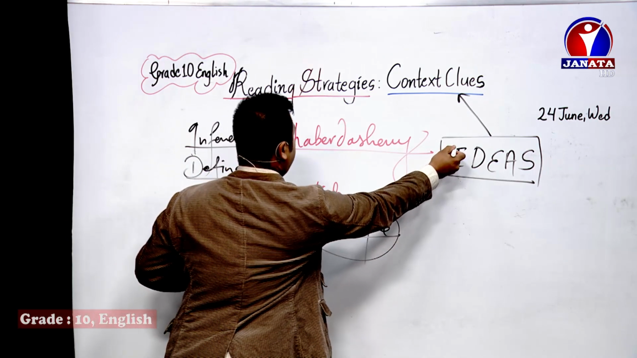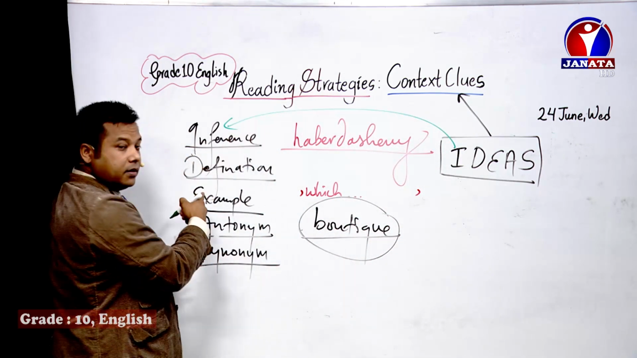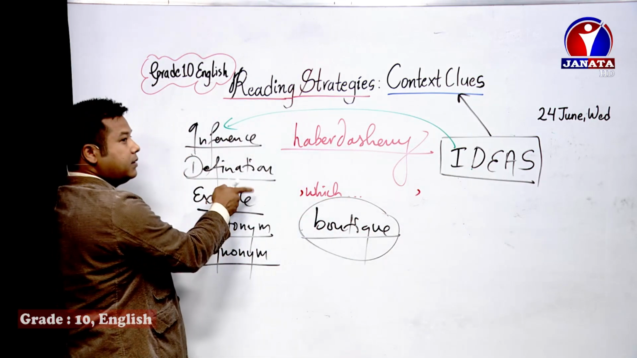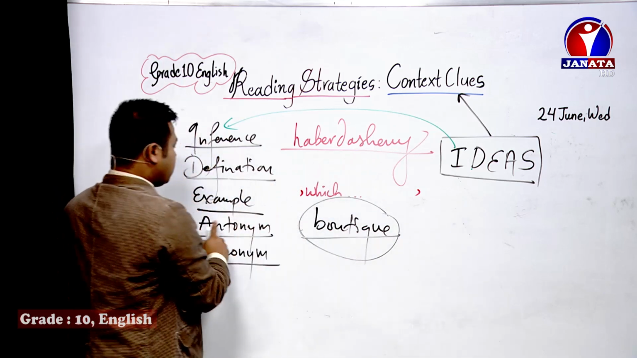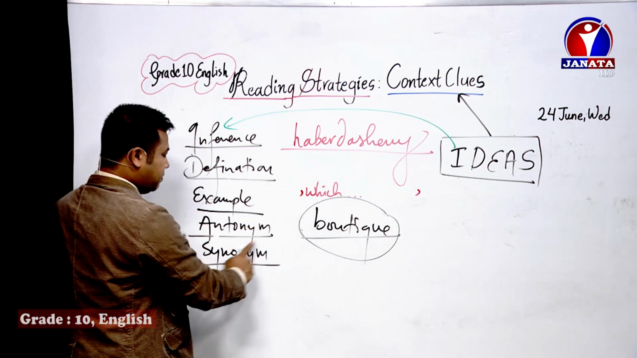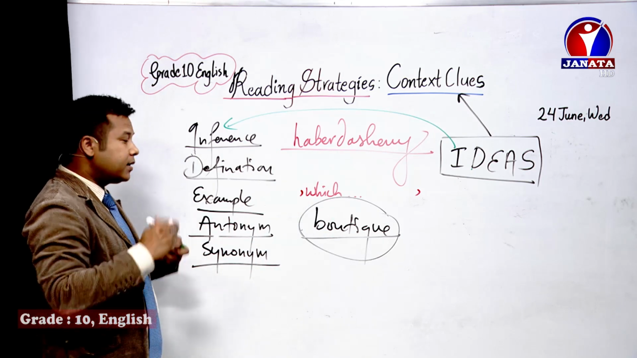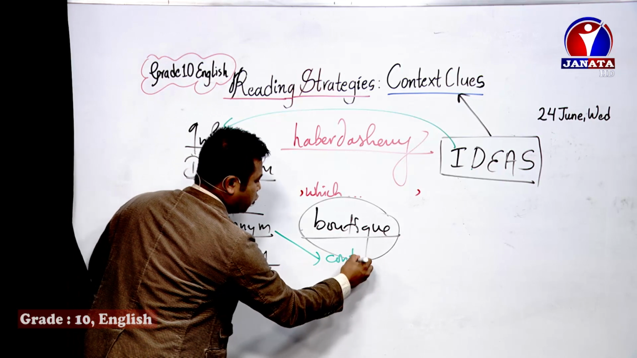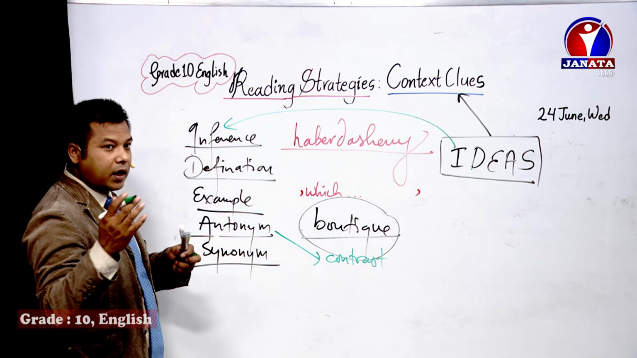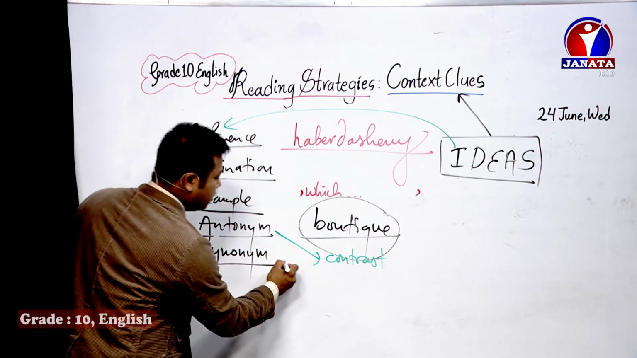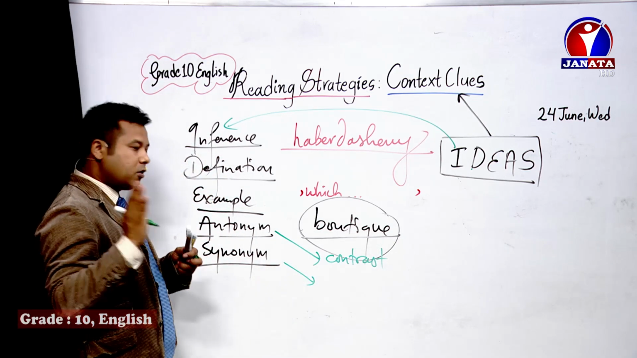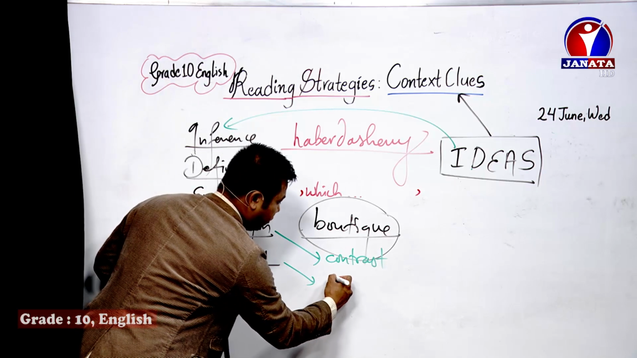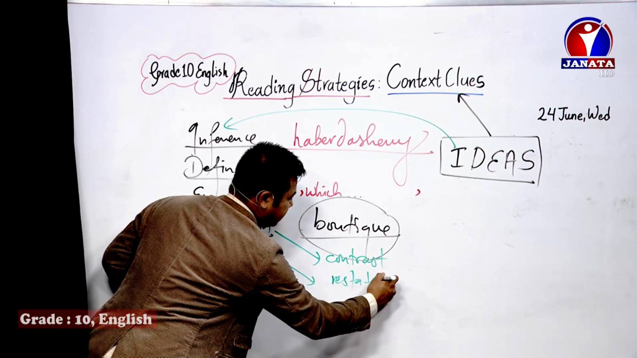I stands for inference. See, this will make it very easy. T stands for definition. E stands for example, A stands for antonym, and S stands for synonym. Sometimes, instead of antonym, they also use contrast to draw the clues. Contrast meaning opposite. And for a synonym, if they do not use the synonymous word, they might prefer to restate the idea, which is called restatement.